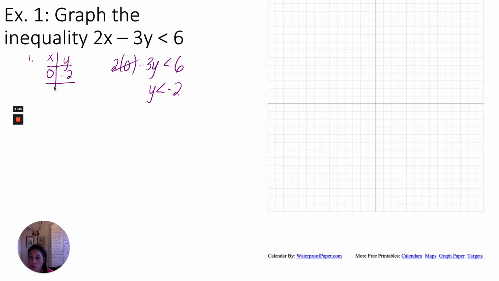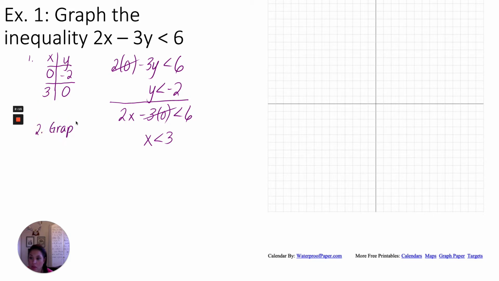We need one more value, so let's substitute the value of 0 for y. So 2x minus 3 times 0 is less than 6. This cancels because it becomes 0. I divide by 2 on both sides, and then x will be less than 3. So when y is 0, x is 3. I have enough points that I can now graph.